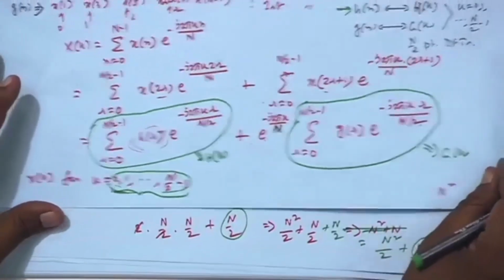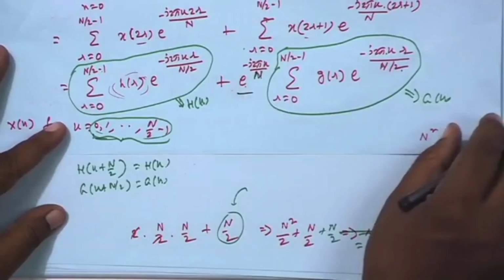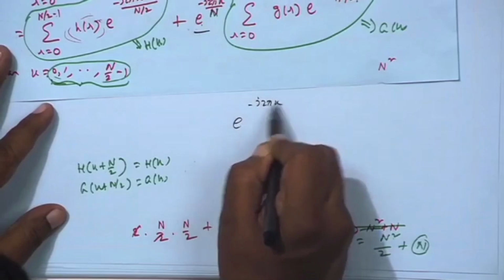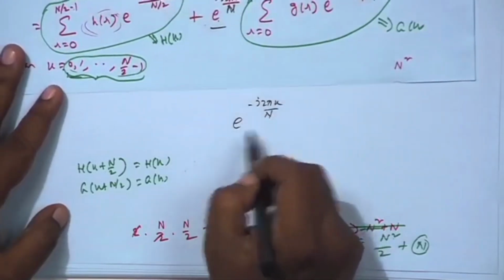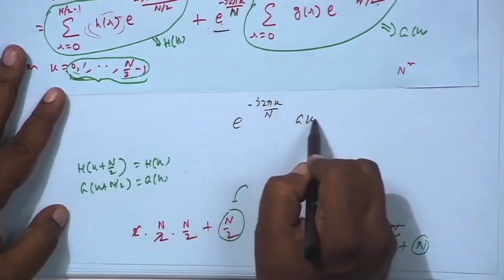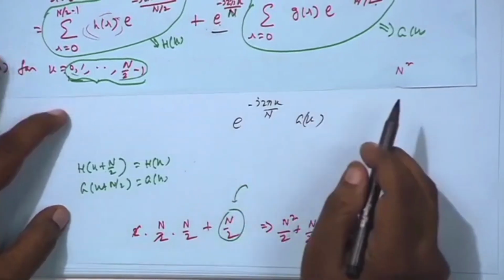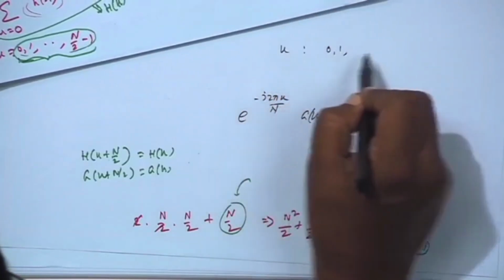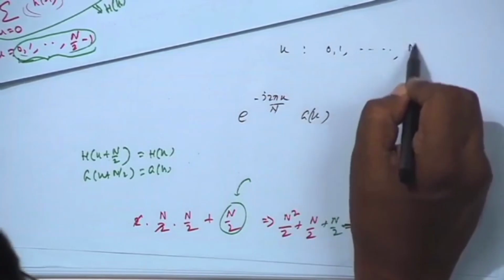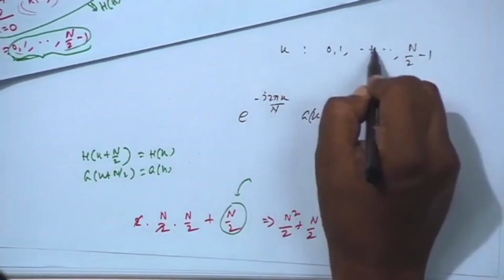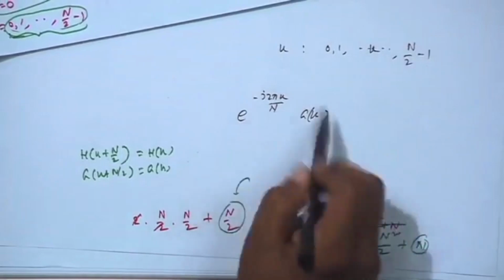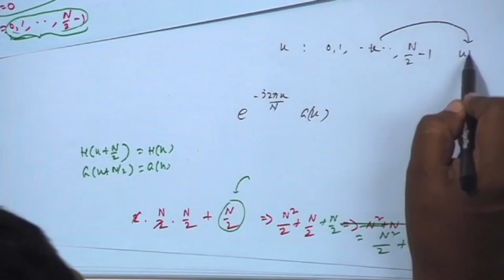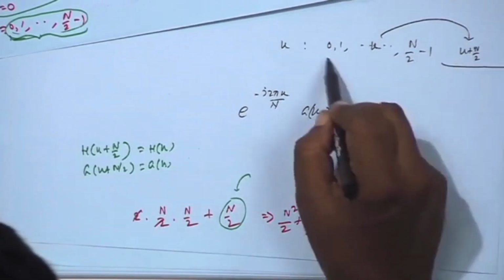And one more thing, this term e to the power minus j 2 pi k by n. You are multiplying something, right? This into g k. Suppose you had a k from this range 0, 1, up to n by 2 minus 1. Suppose here is k. So, you find out this product, and then k goes up to k plus n by 2 in the upper half. This was the lower half, upper half.